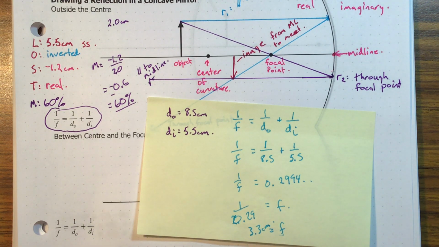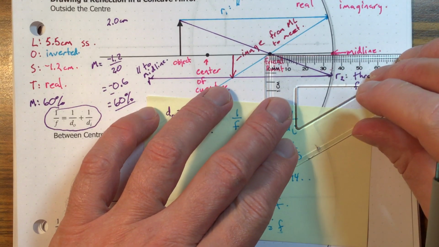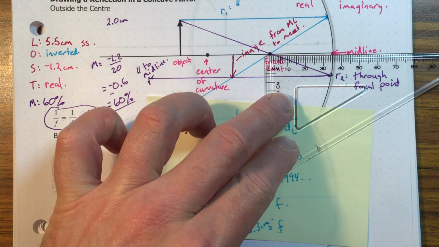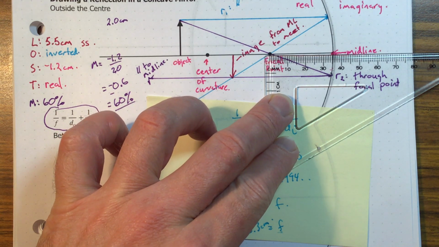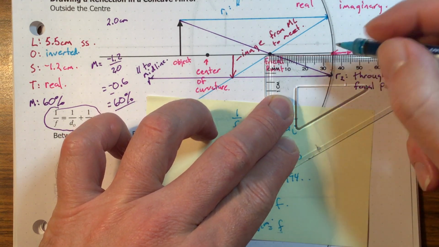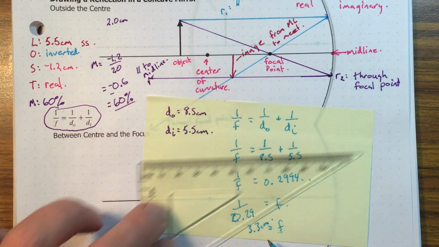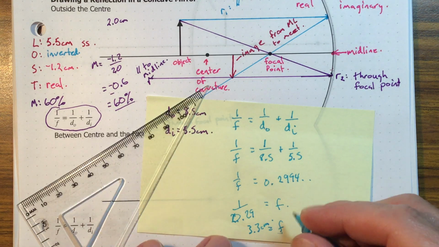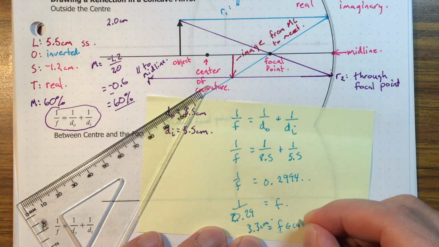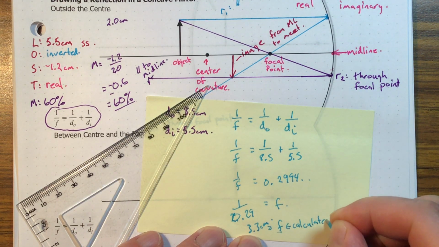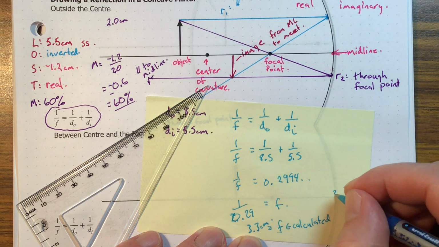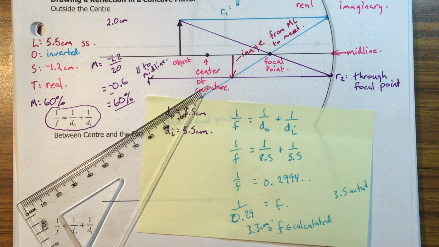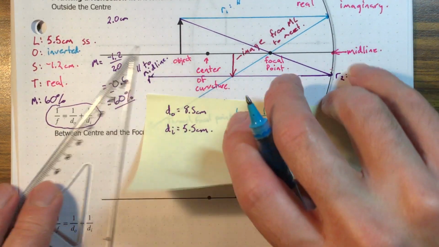Well, let's see how close it really is. My focal point is 3.5 centimeters away. That means I'm pretty close. This is pretty accurate. See, it's right here, 3.5. And according to my calculations, it should have been 3.3 centimeters. So this is my calculated in theory. My actual was 3.5. That's not bad. That's pretty close. That means we're pretty accurate with this.